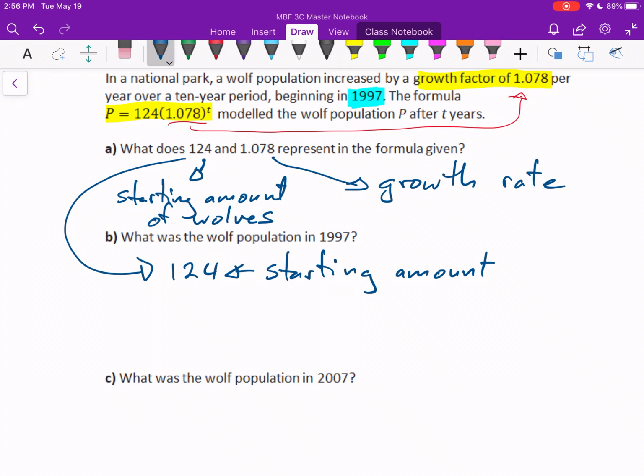Before I even move on, we can still use the equation to help us work this out. 124 times 1.078 to the exponent t, where t is the number of years. So if we started in 1997, and we want to know the amount in 1997, then how many years have gone past? Well, the answer is 0 years have gone past. Remember, anything to the exponent 0 equals 1. So it's 124 times 1. And so that's another way to get that 124 wolves.